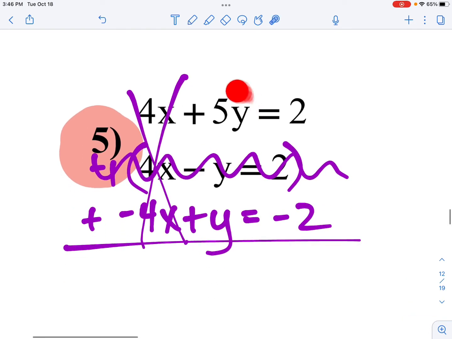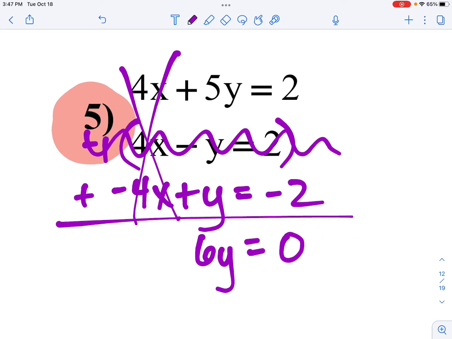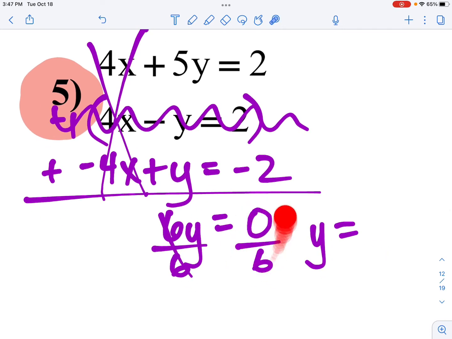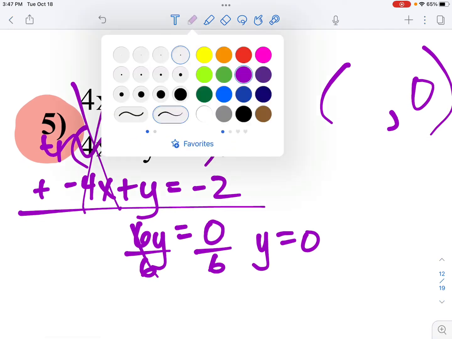And now I have 5y and another y, which makes 6y. And now I have positive 2 and negative 2, which makes 0. That doesn't mean no solution. It's just 0. And that means when I divide by 6 on both sides, you can check your calculator on this, you end up with y equals 0 divided by 6 is 0. That's the ordered pair for the y value. I'm putting it second because remember the y always goes second.